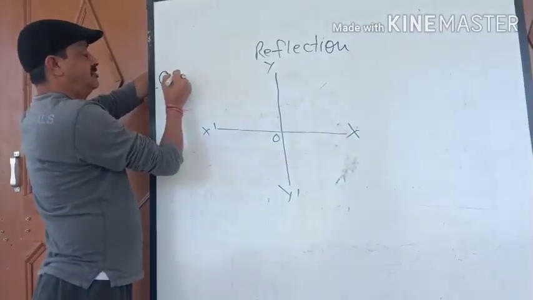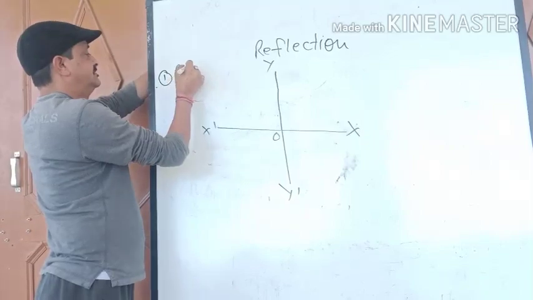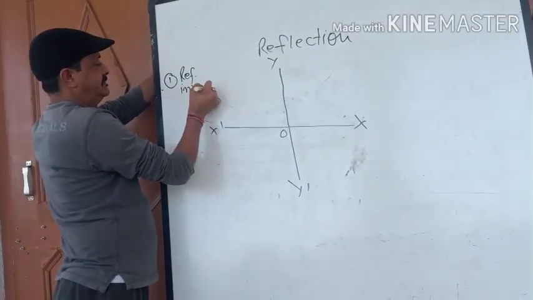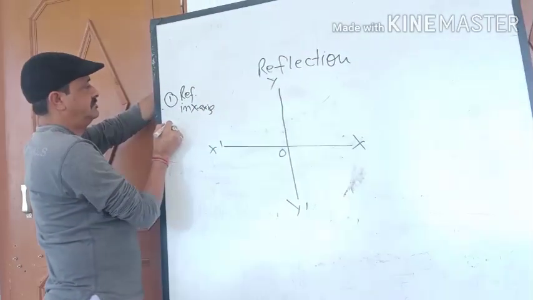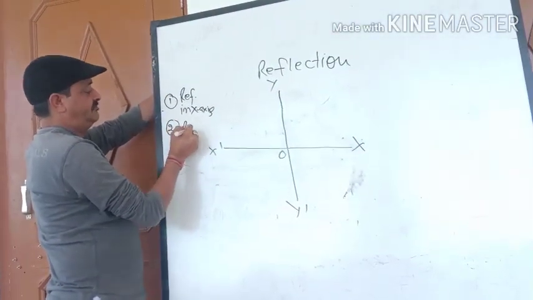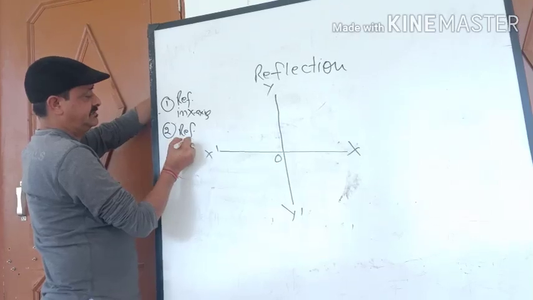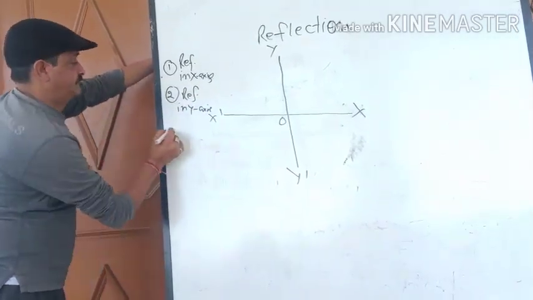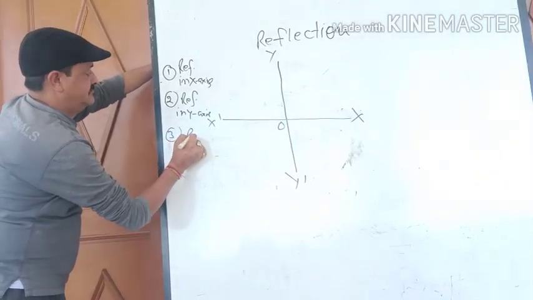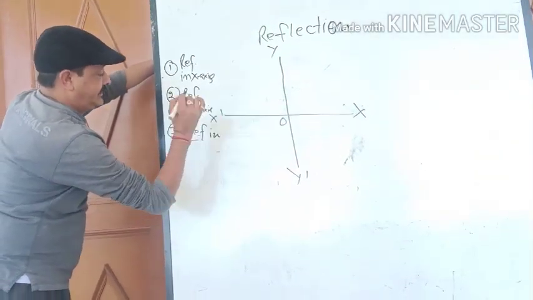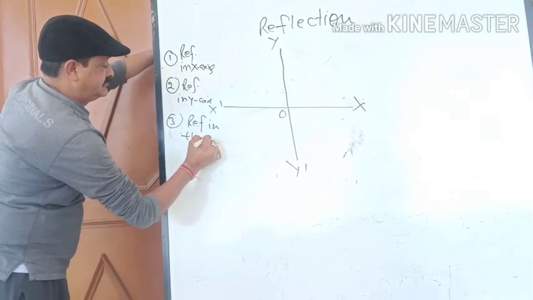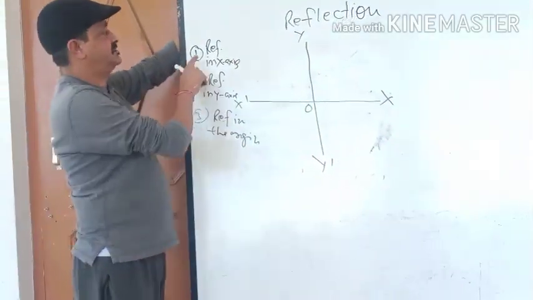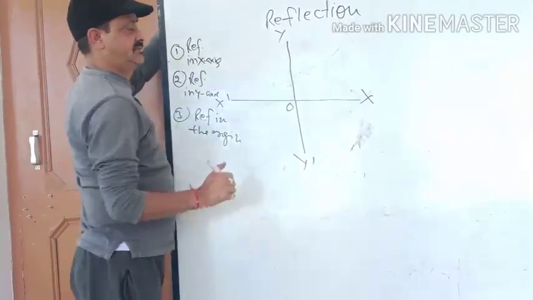Reflection under x-axis or reflection in x-axis. Second one, reflection in y-axis. Third, reflection in the origin, and one more thing later on I will discuss. So first, reflection in x-axis.